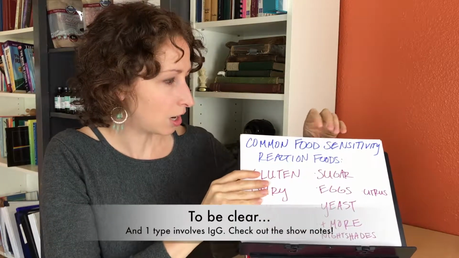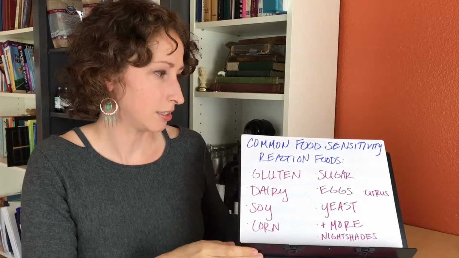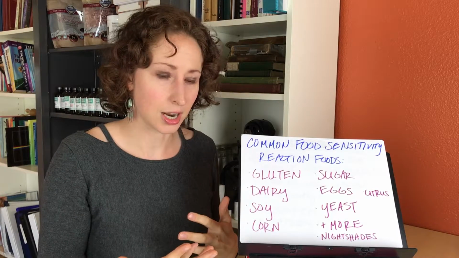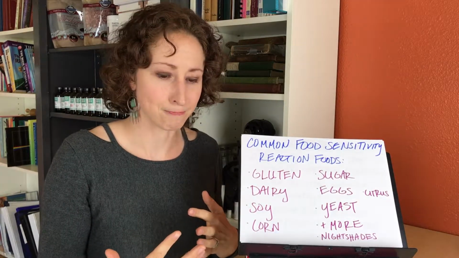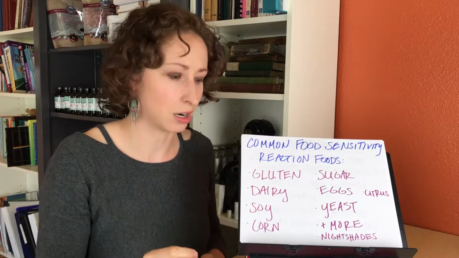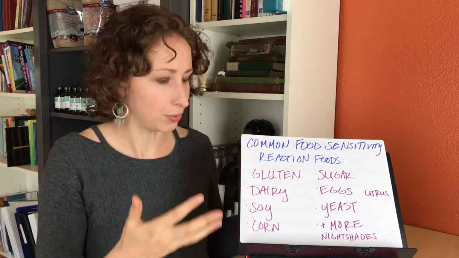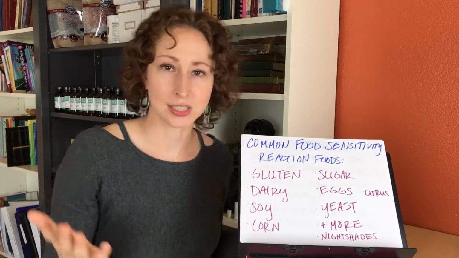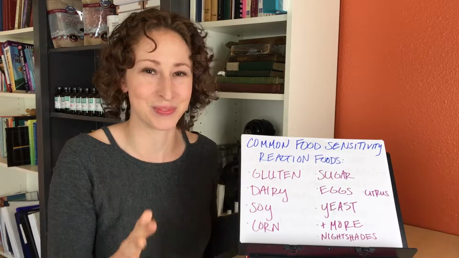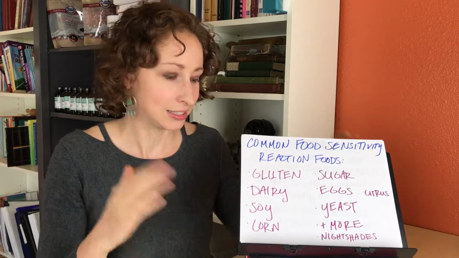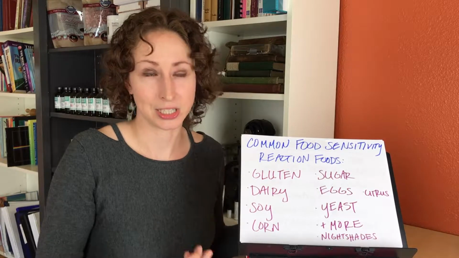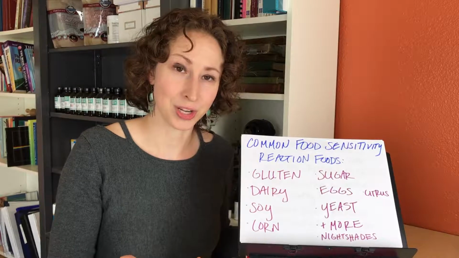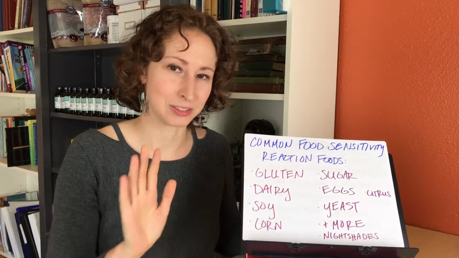So, common food sensitivity reaction foods, right? We've got a little bit more exhaustive list. That's not saying that the IgE reactions can't involve these, it's just less common. So we've got some good overlap here, right? We've got gluten, dairy, soy, corn, sugar, eggs. I kind of tacked on citrus there. Sorry, I remembered a couple a little bit late. Yeast. Nightshades can be a big one. Nightshades are potatoes, tomatoes, eggplant, peppers, usually that whole family. I know, there's a lot of really fun foods in there.